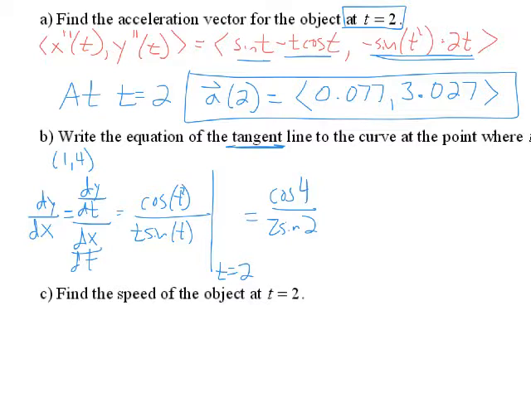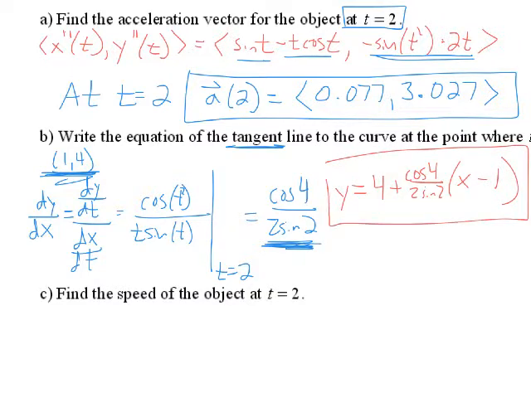So there you have it. There's our slope for our line, and we have the point for the line. So now we just need to write the equation. And we'll use point-slope form. y equals y1 plus slope times (x minus x1).